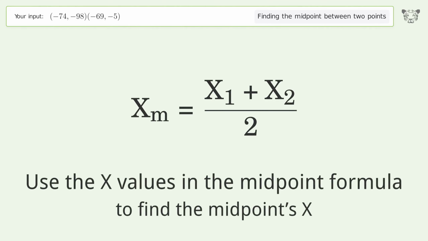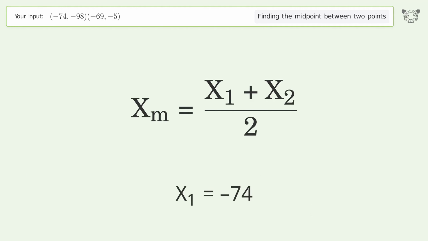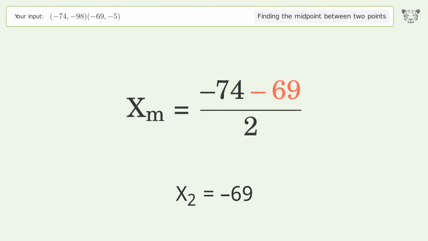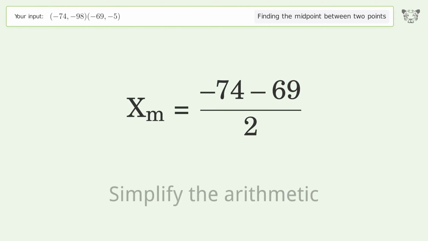Use the x values in the midpoint formula to find the midpoint's x. x1 equals -74. x2 equals -69. Simplify the arithmetic.